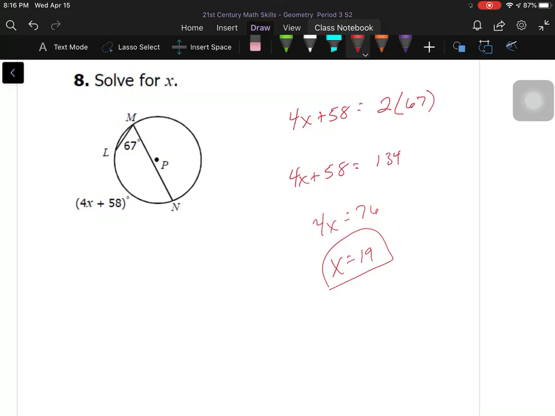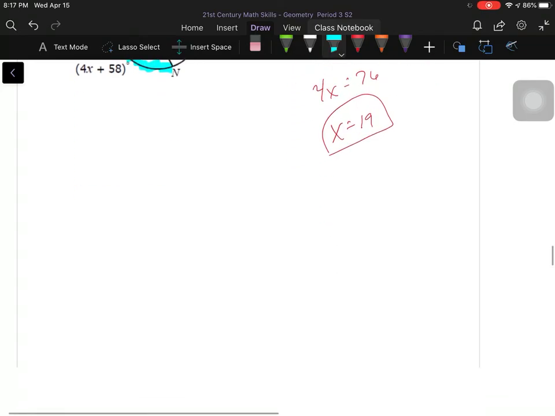Okay, again, on this problem, I knew the angle measure, so I had to double it and set that equal to the arc, because the arc was the one that had the variable on it. So double the angle measure, and then that's what you would set it equal to.